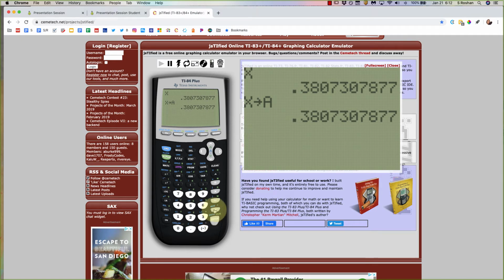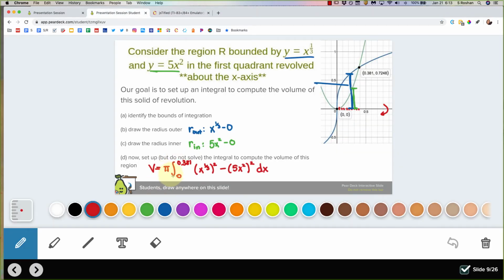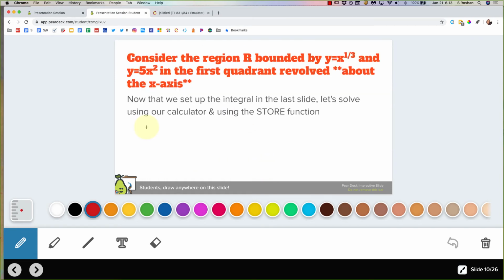And now what were we trying to do? We were doing pi times the integral from 0 to that A of y1 squared minus y2 squared dx. So I'm just going to write that. What we did was we took this X value and we stored it in A. And then our volume is going to be pi integral from 0 to A of y1 squared minus y2 squared dx, because I had stored this in y1 and this in y2.